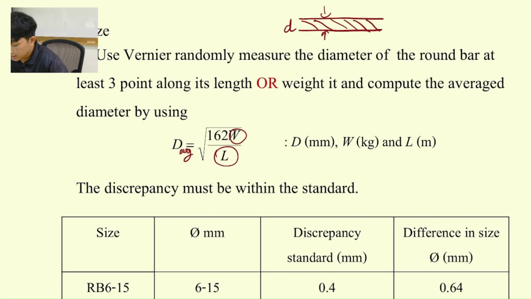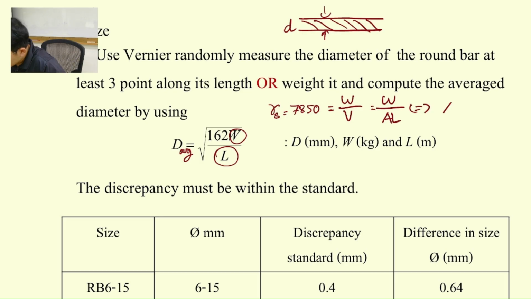This equation basically comes from the unit weight of the steel, which is 7850 equal to weight over volume. The weight remains the same, and the volume is going to be area times length. So if I would like to find the area, it's going to be W over 7850 times L.